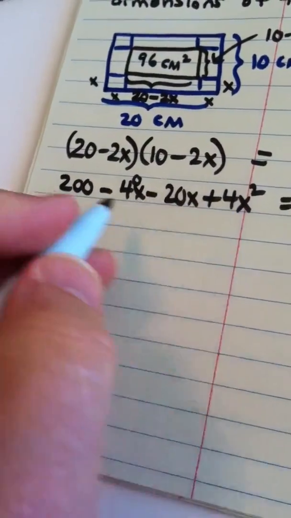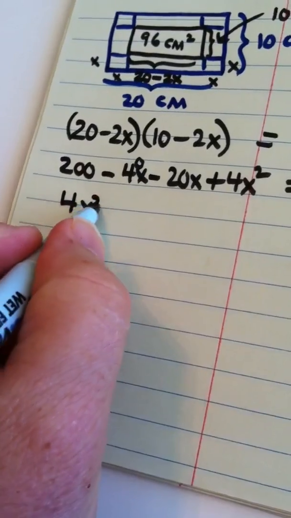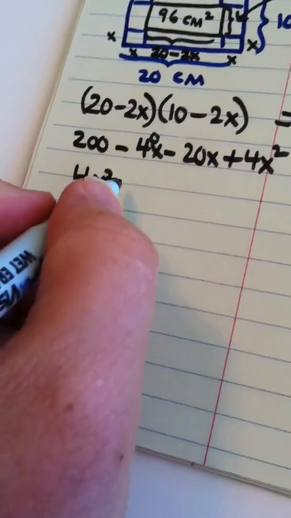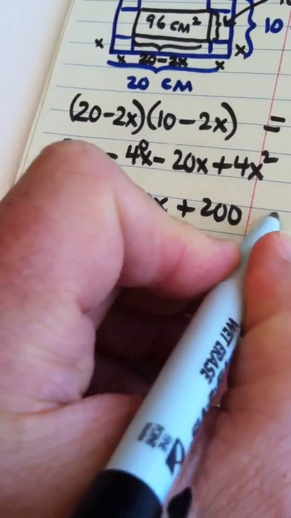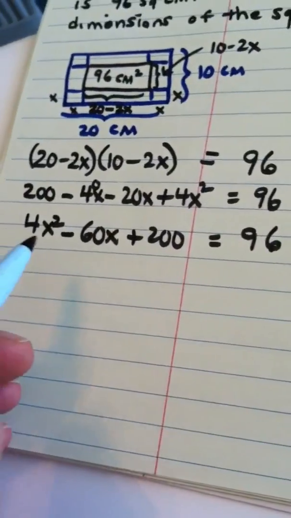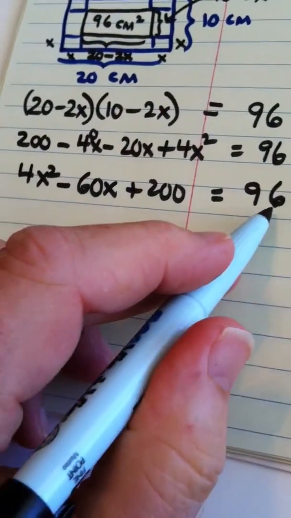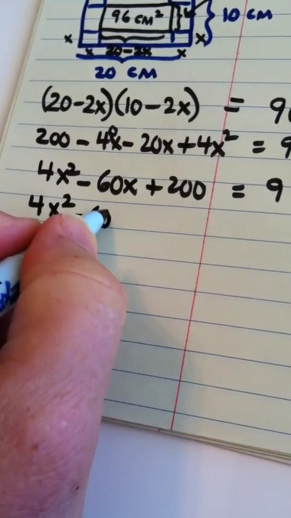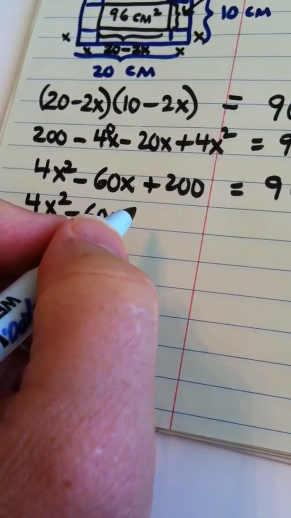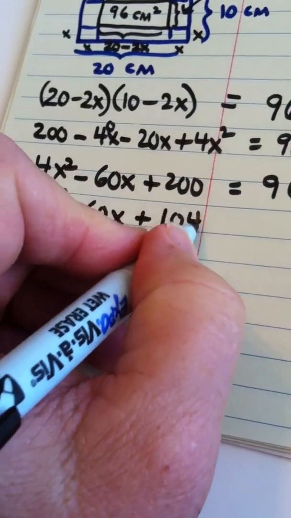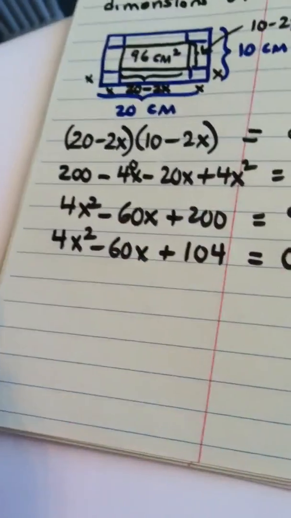When I put this in the correct order, I have 4x squared, negative 40x and negative 20x is a negative 60x, plus 200 equals 96. I'm going to subtract 96 from both sides. 4x squared minus 60x, and that would give me a plus 104, and that's equal to 0.